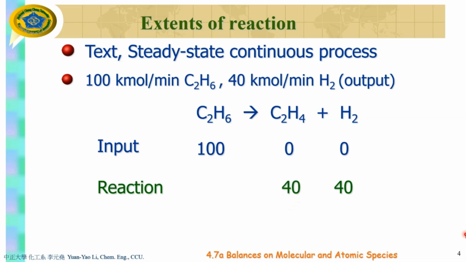So how many moles of C2H6 will be consumed? 40, right? With a minus sign in front. And then in the end, for the output, you have 60 of C2H6, and 40 and 40. This is easy. Junior high school level, right?